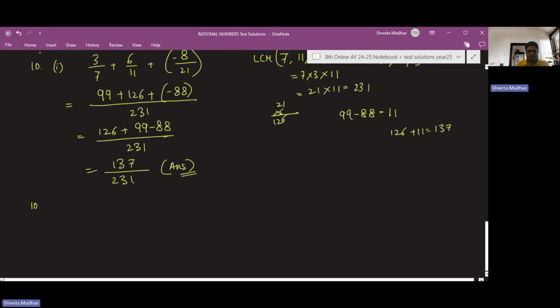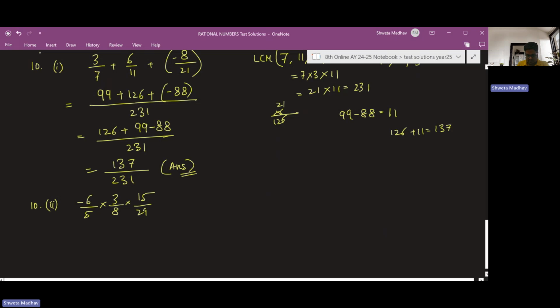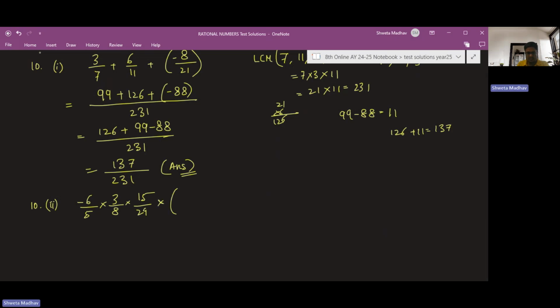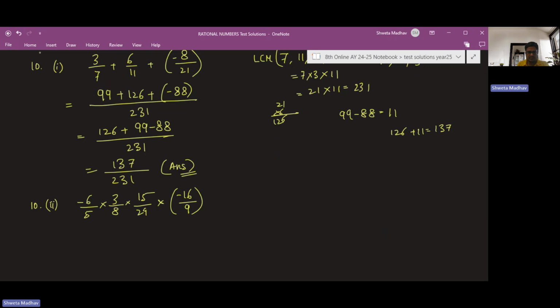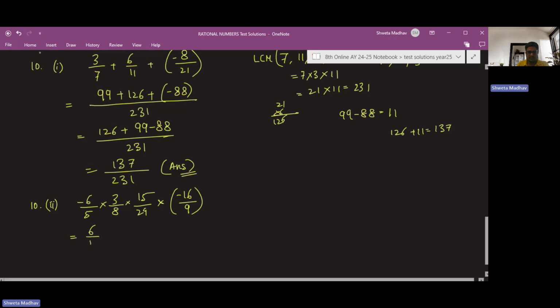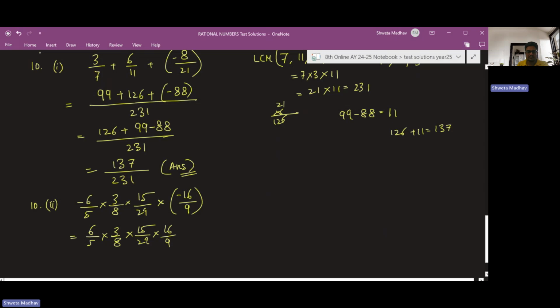Then in 10 part 2, subpart 2, it has been told to find minus 6 by 5 into 3 by 8 into 15 by 24 into minus 16 by 9. Now as you can see, minus into minus will be plus. So I can simply write it as 6 by 5 into 3 by 8 into 15 by 24 into 16 by 9, since minus times minus is plus.